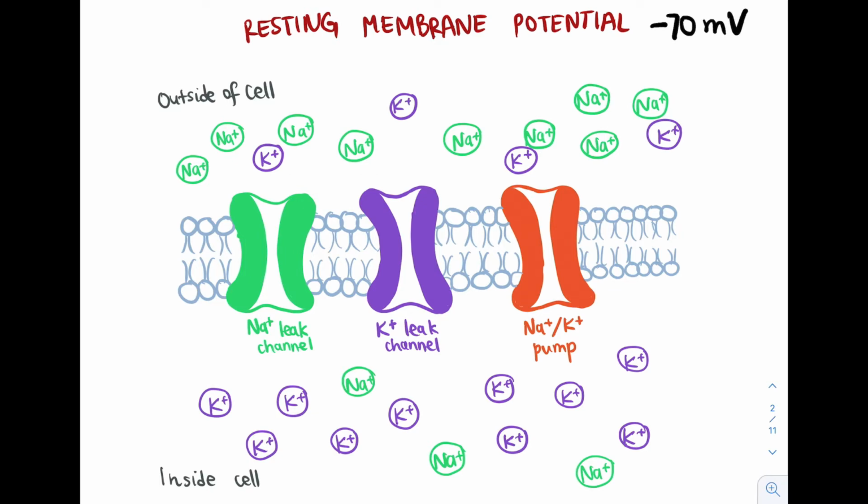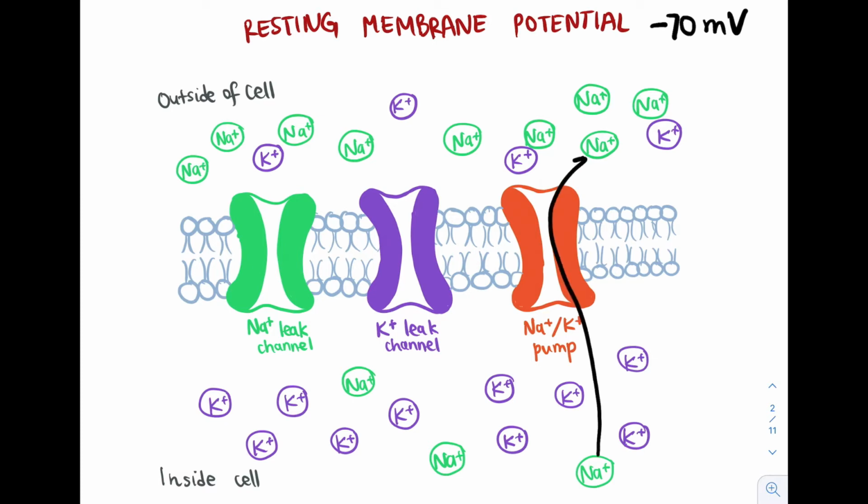But what ions and channels contribute to this resting membrane potential? Well, the two most important ions are sodium and potassium. The sodium and potassium pump is going to actively move 3 Na+ out of the cell, and at the same time it's going to move 2 potassium, or K+, into the cell.